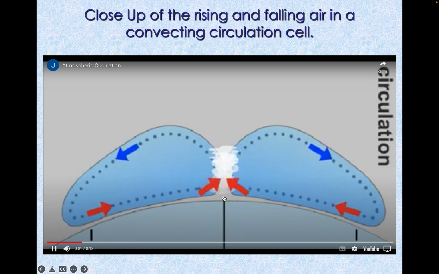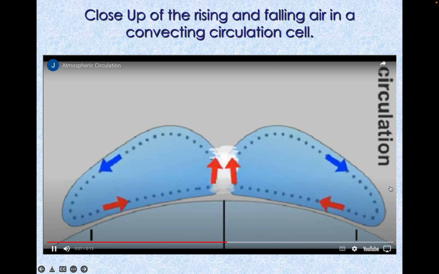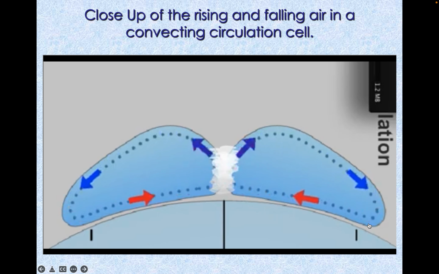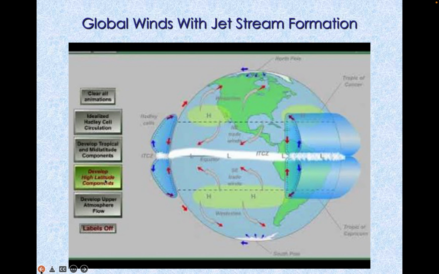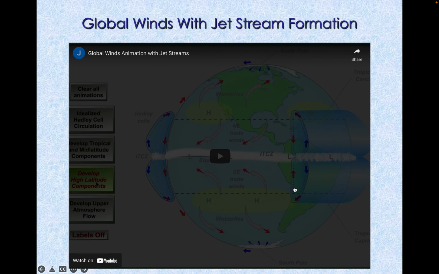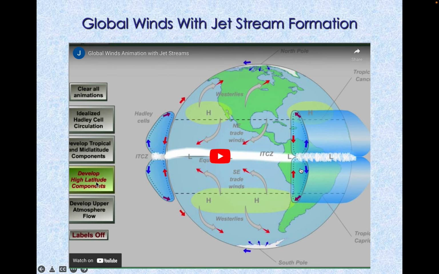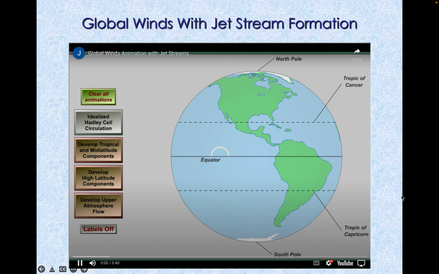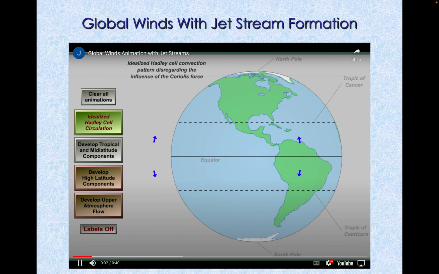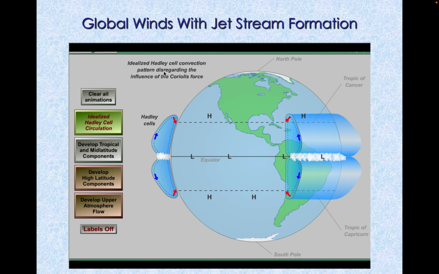So here is the heating at the equator. This is the Earth on its side, and that rising motion causes those clouds, and here's the sinking motion over here. So this is just the two cells that form at the equator, north of the equator and south of the equator. And here is another animation that shows the development of all of the cells as you work your way from the equator to the poles. Okay, so that's the first set of convection cells.